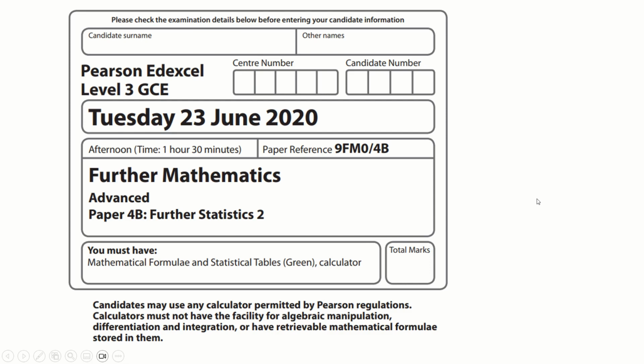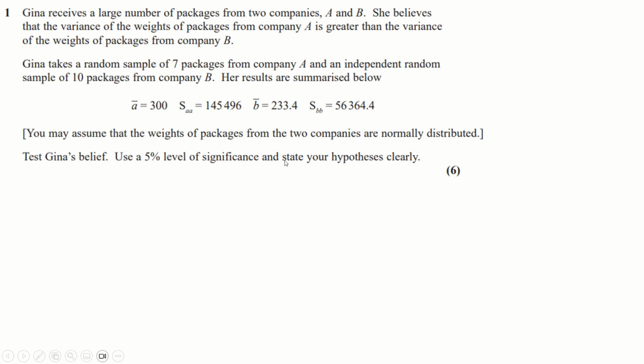This is FS2, Further Statistics 2 from 2020. Let's do this. So we've got some statistics here about packages from A and B. We're going to test whether the variance is the same for each or whether it's greater for one than the other. So obviously H0: the variance is the same, H1: the variance is different.